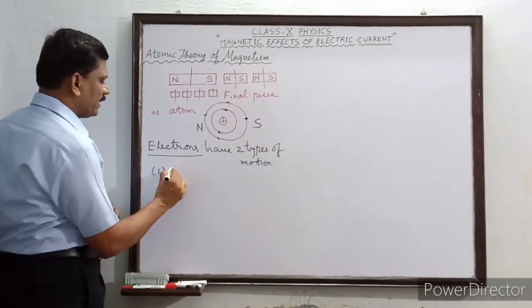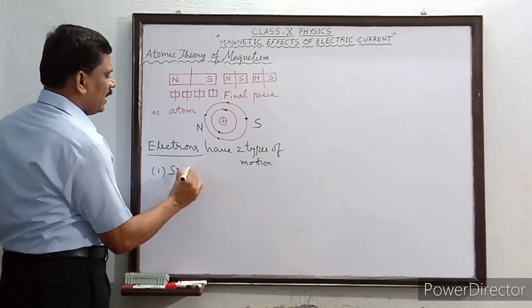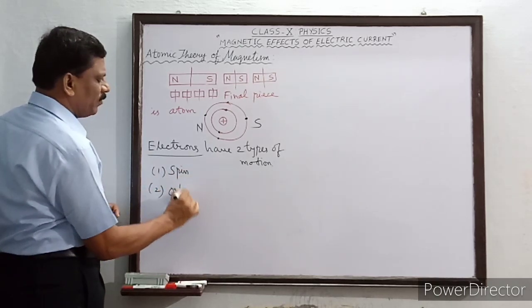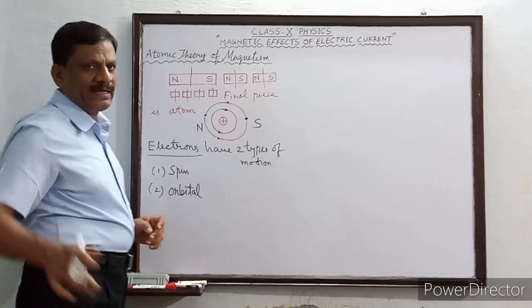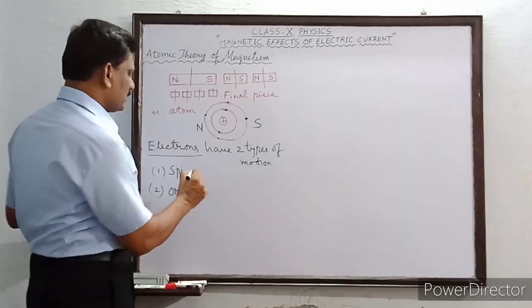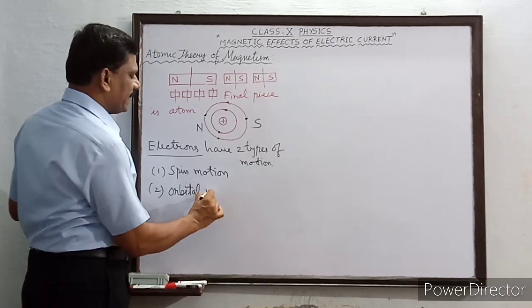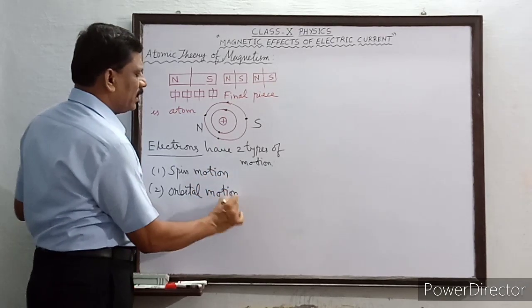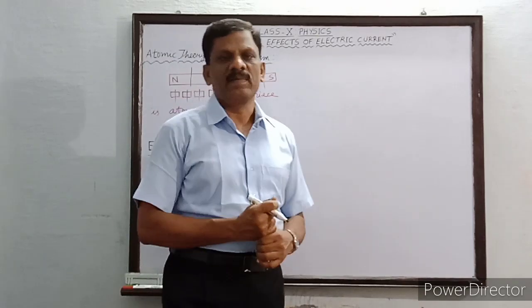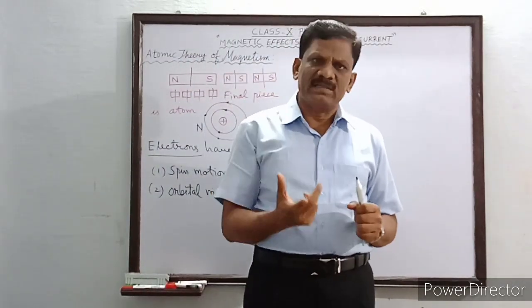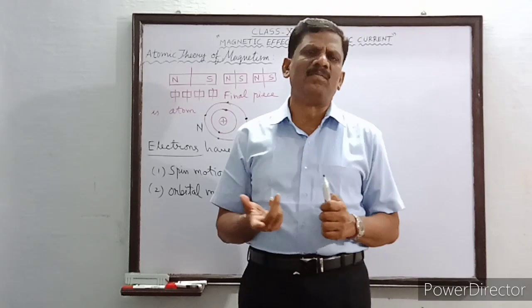Okay, first one is what? Spin motion. And the second type of motion is called orbital motion. So orbital means it is coming around the nucleus. So the first type of motion is what? A spin motion, and the second type of motion is called what? The orbital motion. Okay, because an electron is moving, either spin motion or orbital motion.